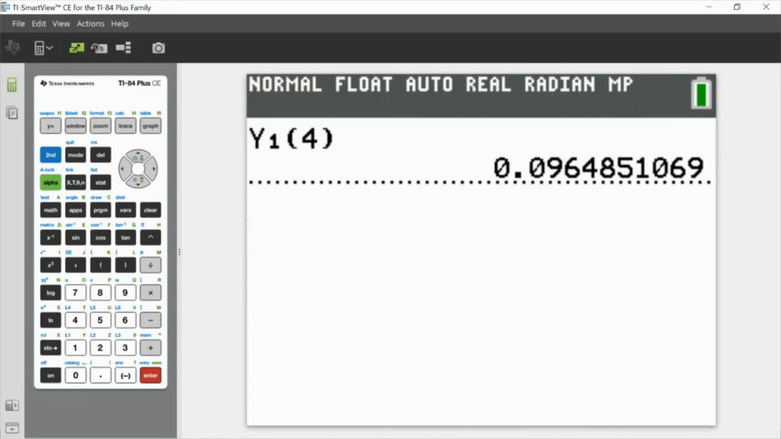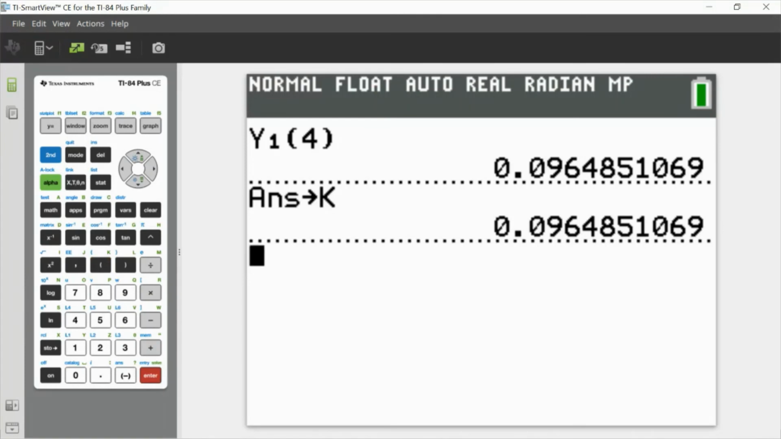So if I want to keep as much accuracy as possible until the very end, what I can do is store this value. We're calling this the k value. So I'm going to hit the store button, which is right above on, and I want to store that as k. Notice that k is above the open parenthesis sign, so I'm going to hit alpha and open parenthesis. So I want to store that y value as k.